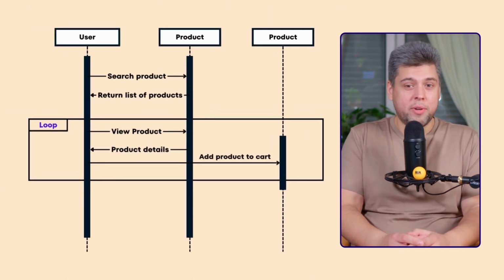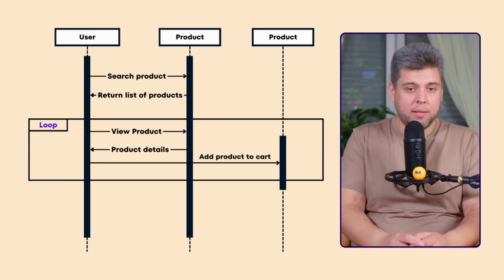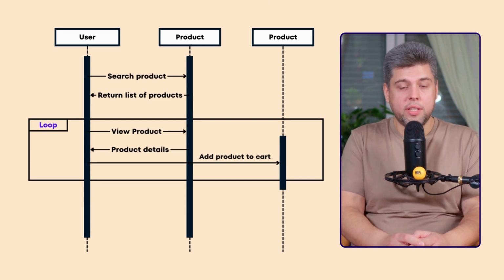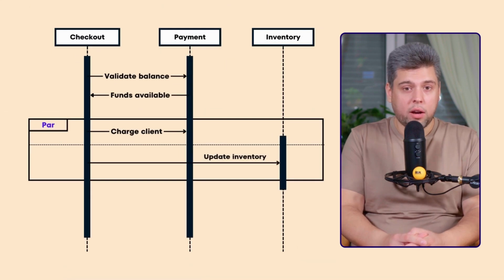The loop fragment represents actions that repeat multiple times. This is useful for modeling iterative processes within your system. For example, adding multiple items to the cart would be represented using a loop fragment, since this action can occur repeatedly until checkout. The parallel fragment allows parallel execution of actions, which is useful when multiple tasks happen simultaneously.